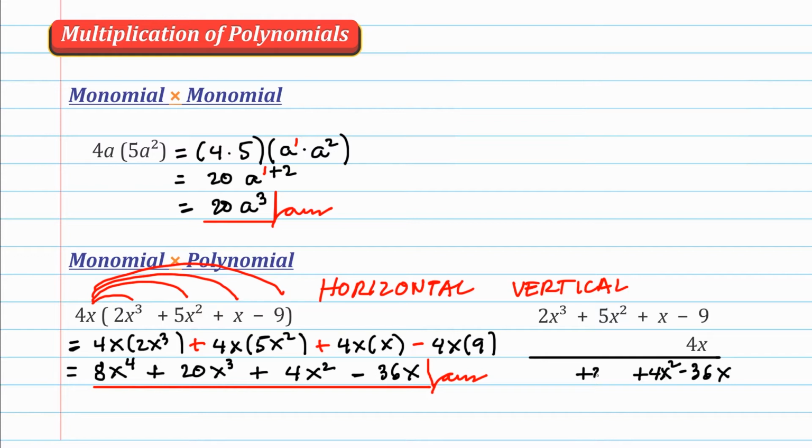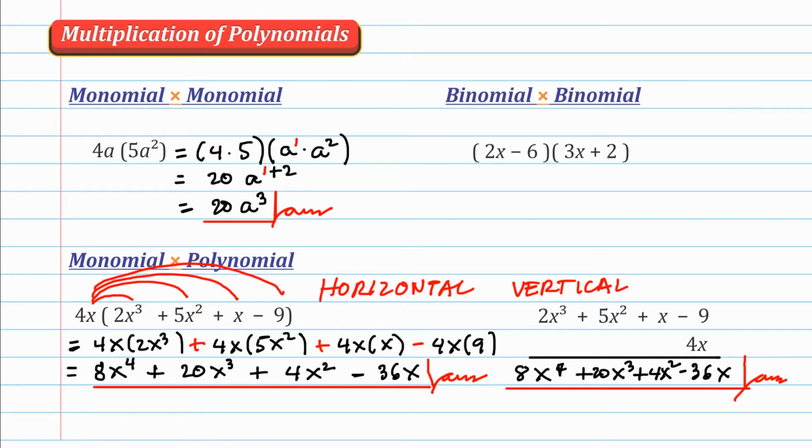It's positive 20x cubed. And then finally, 2x cubed times 4x, numerical coefficients first, 2 times 4 is 8. Then x cubed times x is x to the 4th. In the end, we get the same answer. So the answer is 8x to the 4th plus 20x cubed plus 4x squared minus 36x. Now, of course, kapag ginamit mo ang horizontal format, medyo malilito ka ng konti, lalong-lalo na pag maraming terms. Whatever happens, whether you use horizontal or vertical, you should arrive at the same answer.